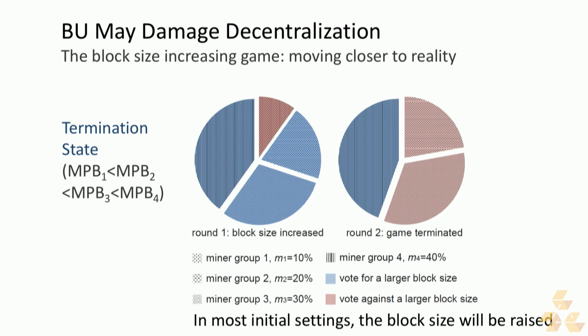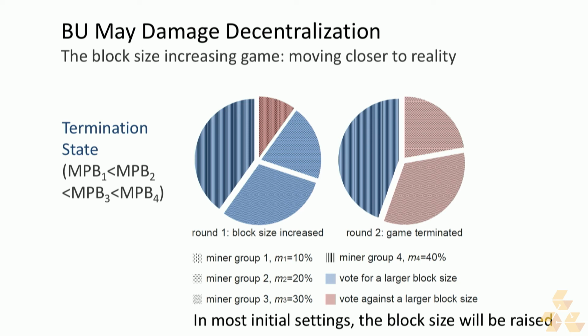Miner group 1 can choose 10% of the mining power. Miner group 2 can choose 20% of the mining power. 3, 30%, 4, 40%. And miner group 1 prefers the smallest block size, and miner group 4 prefers the biggest block size. So a rational choice for all these miners is to raise the block size limit, to kick miner group 1 out of the business.